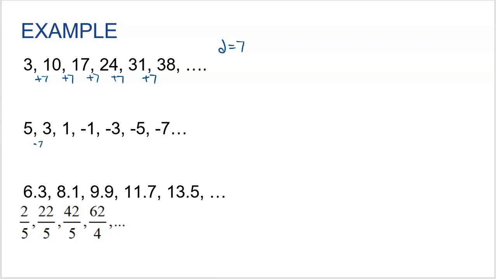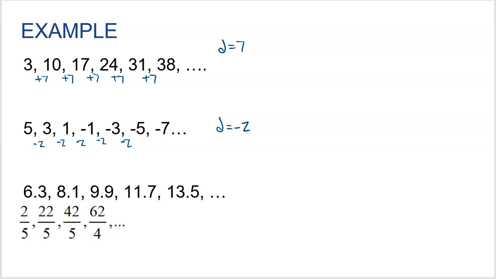This one is going down 2, down 2, down 2: negative 1 minus 2, negative 3 minus 2, negative 5. So here my common difference is negative 2. I'm going down by the same value. I have a constant rate of change. That's a linear function. Here's another one.